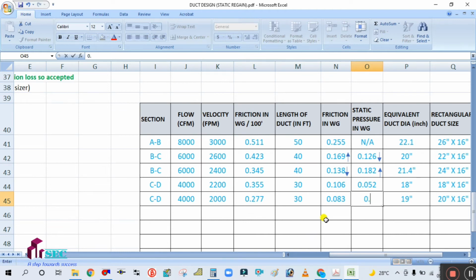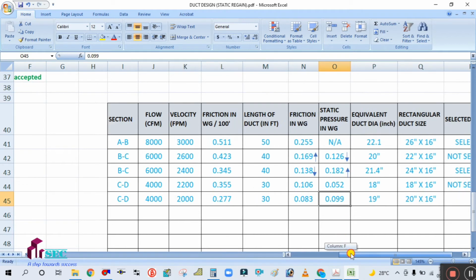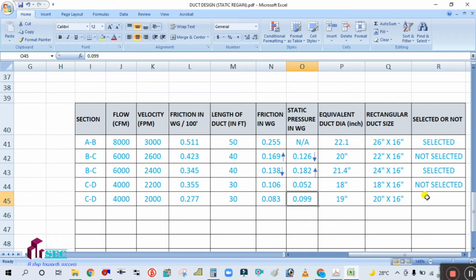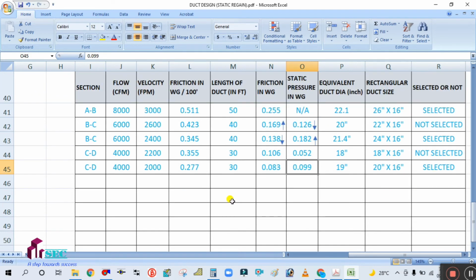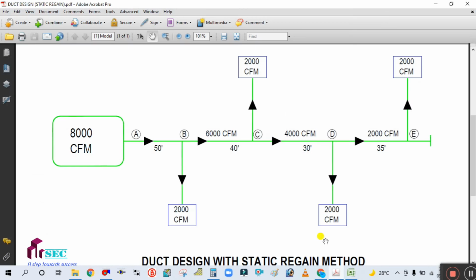So now we have to check which one is greater. So is 0.08 greater or is 0.09 greater? That means this value is greater. Okay, so 0.09. That means this duct size is accepted, selected. Always the static pressure should be greater than the friction loss. These two values you need to consider here. So this duct size is accepted. Okay, now the next section is D to E.